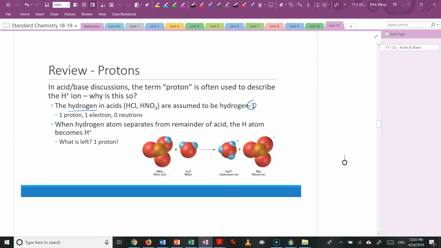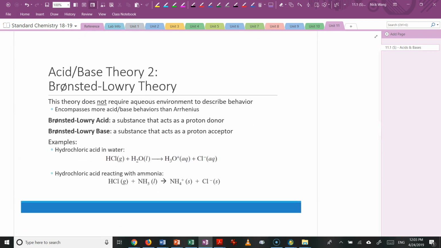When hydrogen atoms, however, separate from the rest of the compound, the H atom becomes H plus, right? So when something becomes positive, that means it lost some electrons. Well, hydrogen only had one electron to begin with, so that means it's going to be just one proton hanging out. So literally, an H plus ion is the same thing as one proton. So whenever they talk about protons being moved around, it's basically going to end up being a hydrogen ion. So that gets us into the next definition.